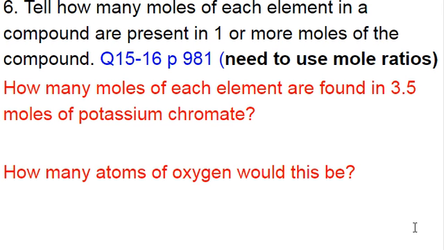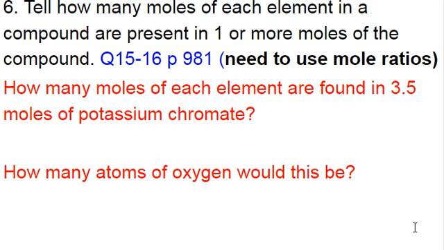Number 6 is a commonly missed question, and it's really an important one because this is a lot of what we do in Chapter 11 and what we do in chemistry in general. It says, tell how many moles of each element in a compound are present in one or more moles of the compound. There are some examples on page 981. There's a couple more you could try there. But this is where you have to use a molar ratio.